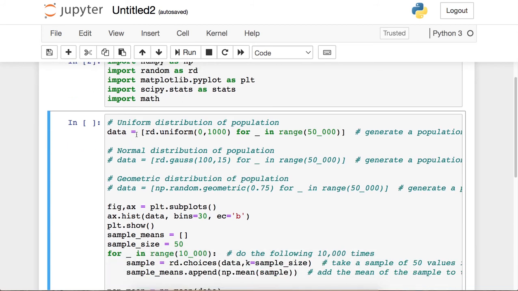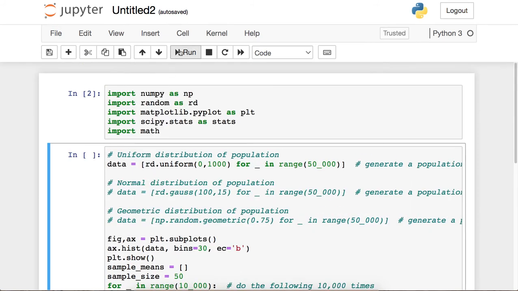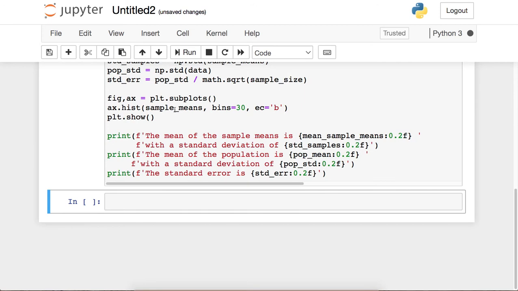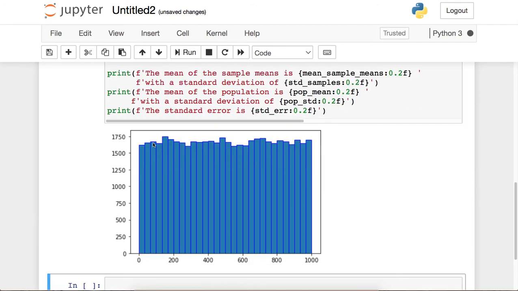First we're going to take a look at a uniform distribution, in which all the data values are roughly the same, a normal distribution, and a geometric distribution as well. We're going to look at those histograms for not only the population, but for the samples as well. All right, let's go ahead and run this. And this is our uniform distribution population, roughly all the same height.